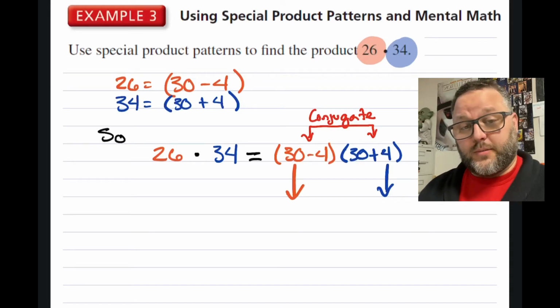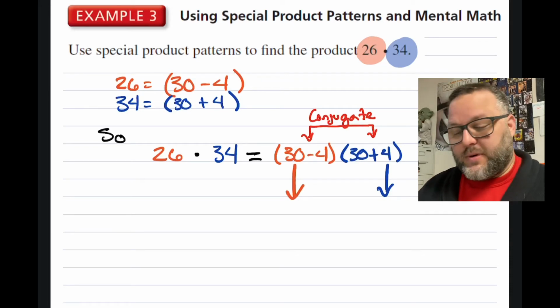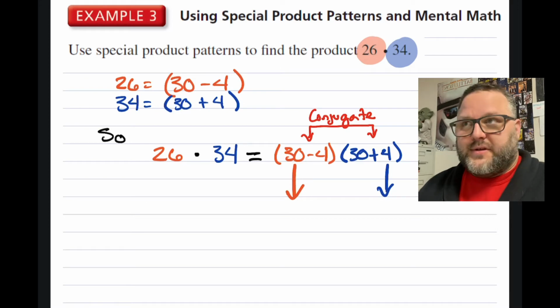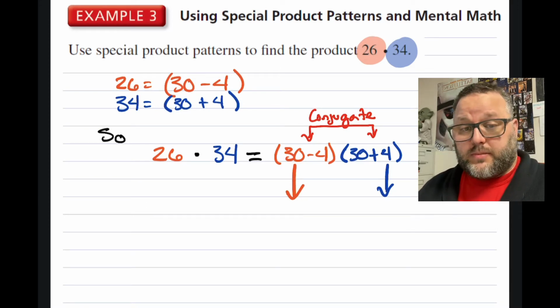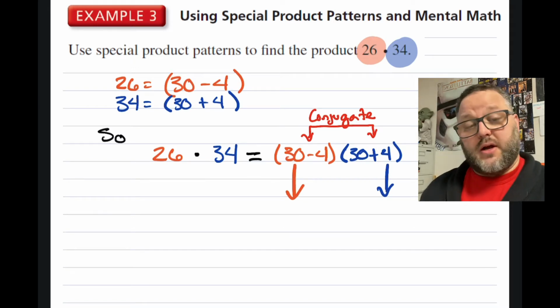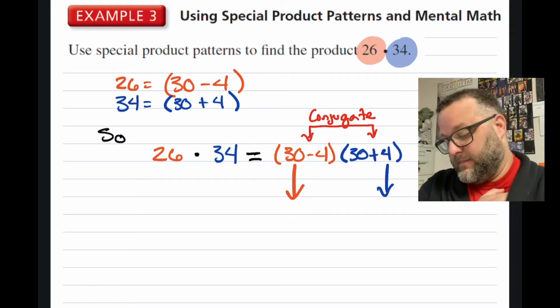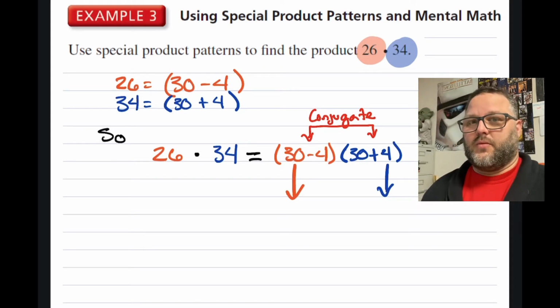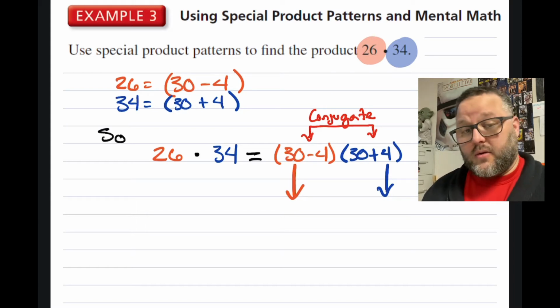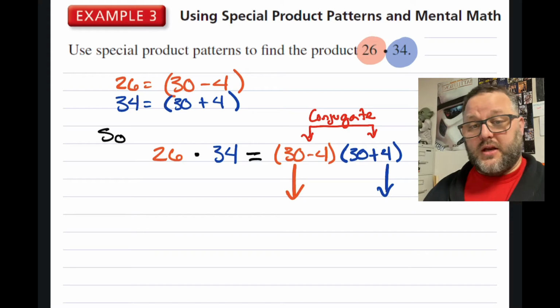Continuing on to example 3, we're using a special product, patterns and mental math. Really, this is a good way to multiply large numbers in your head without a calculator. Actually, quite often I use this to round and figure it out, and then take things out and get a more specific answer. And again, it's just a mental math way to become the calculator so you don't need it.